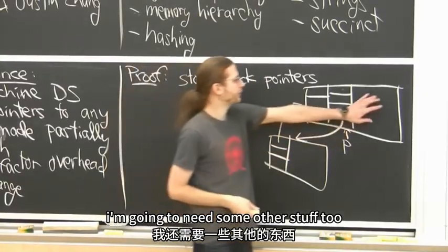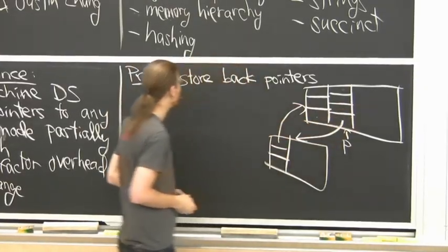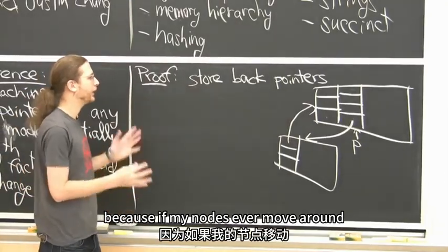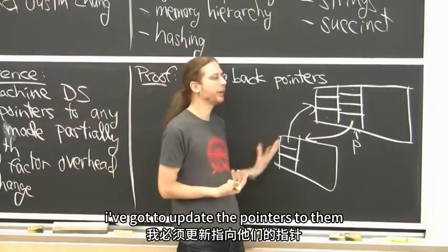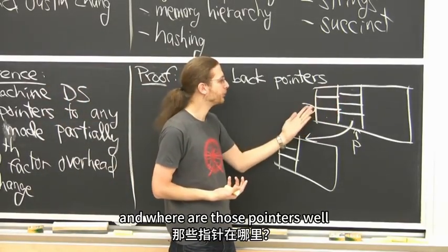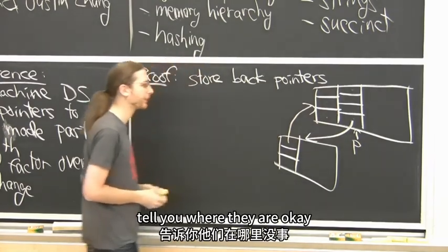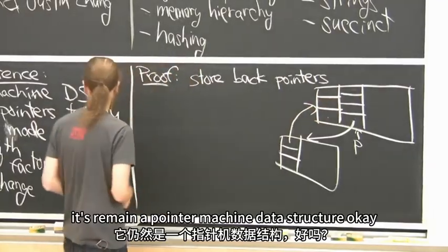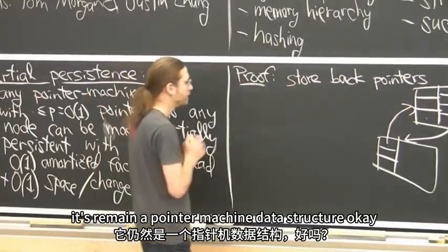Okay, I'm going to need some other stuff too. So this is a simple thing. Definitely want this, because if my nodes ever move around, I've got to update the pointers to them. And where are those pointers? Well, the back pointers tell you where they are. Okay, all nodes will still be constant size. Remain a pointer machine data structure.